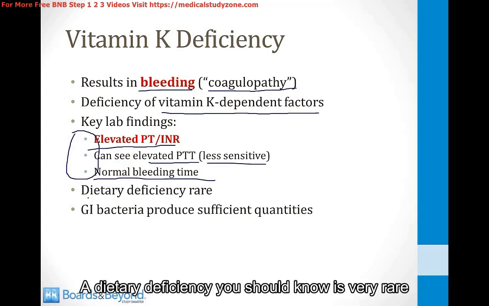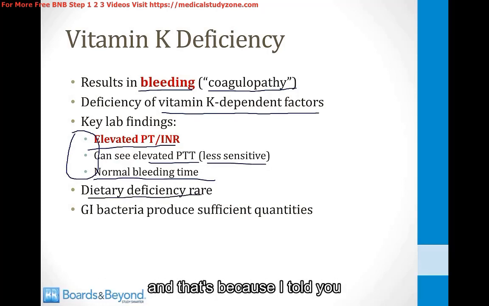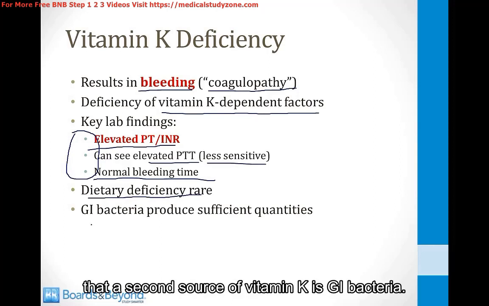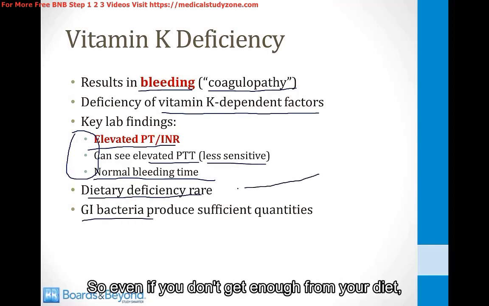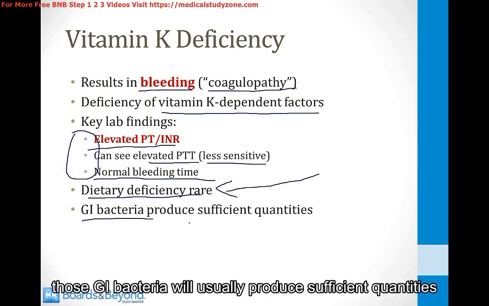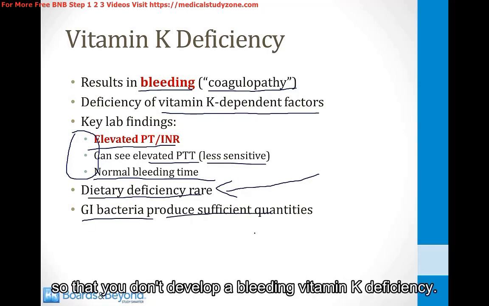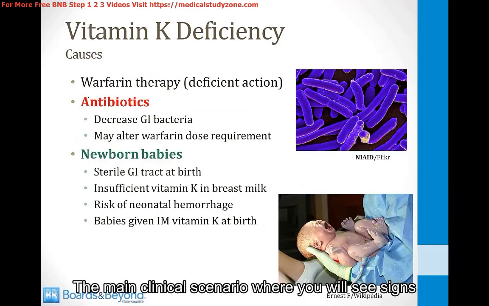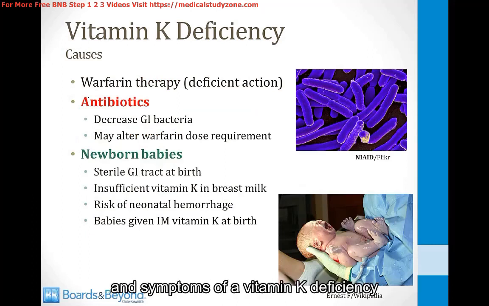A dietary deficiency, you should know, is very rare, and that's because I told you that a second source of vitamin K is GI bacteria. So even if you don't get enough from your diet, those GI bacteria will usually produce sufficient quantities so that you don't develop a bleeding vitamin K deficiency. The main clinical scenario where you will see signs and symptoms of a vitamin K deficiency is among patients taking warfarin.